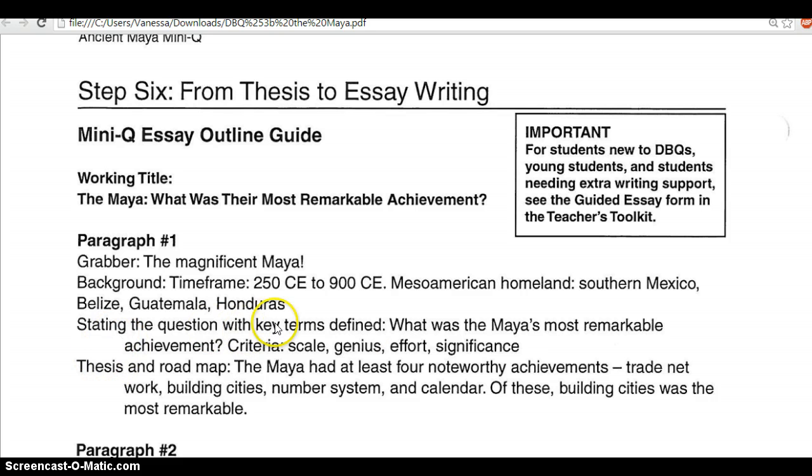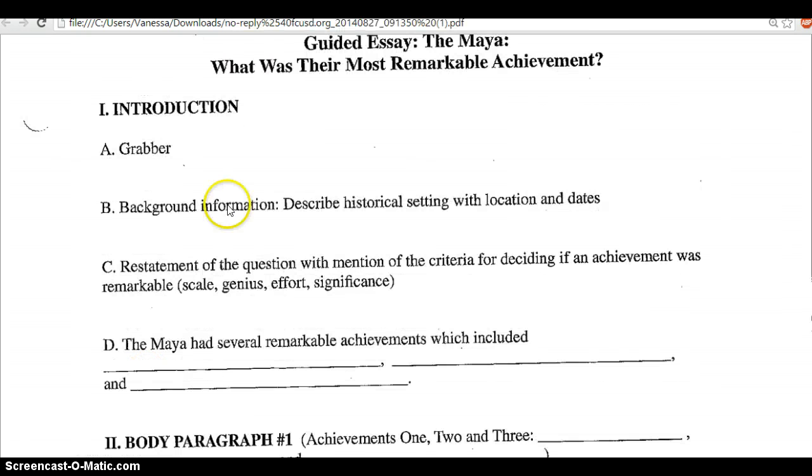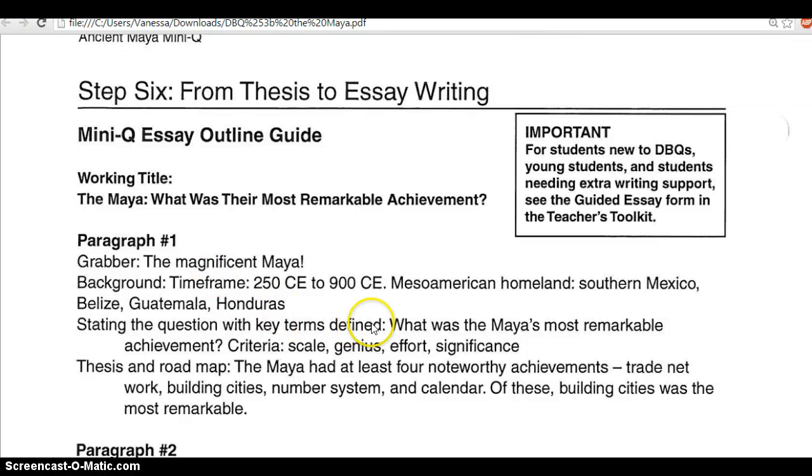Next, you need to state the question with some key terms and then make a thesis and roadmap. So on your sheet, it's going to look like this. You've made your grabber, you put some background information. Now you're going to restate the question, and then using that little branch with the twigs that you drew, you're going to fill in this area here. So to do that, your restatement of the question is going to be, what was the Maya's most remarkable achievement?